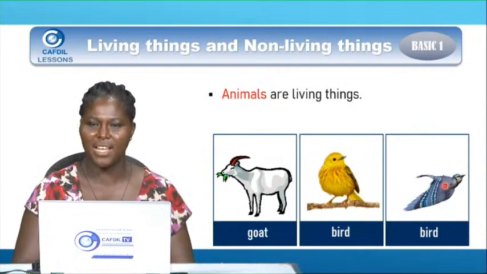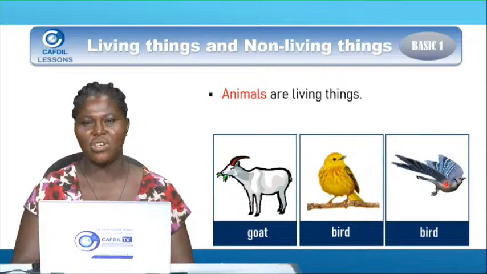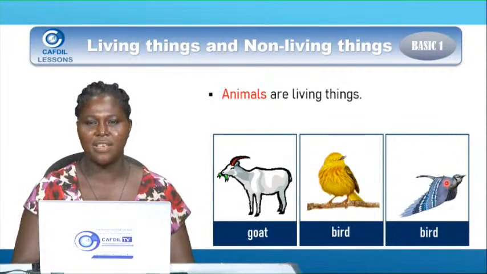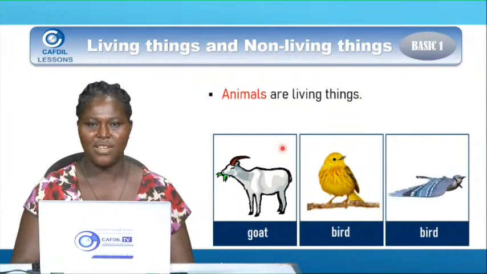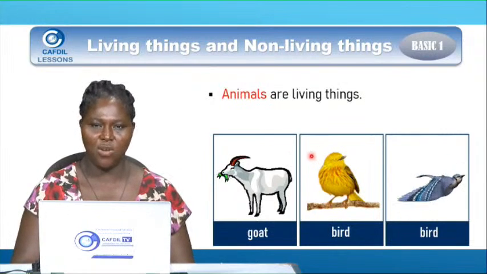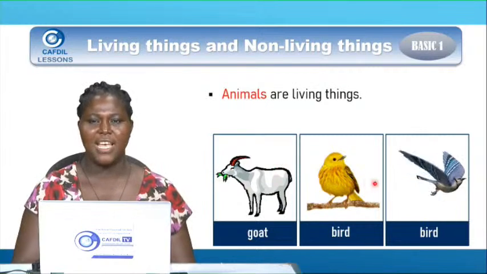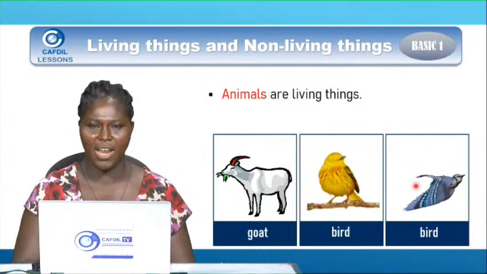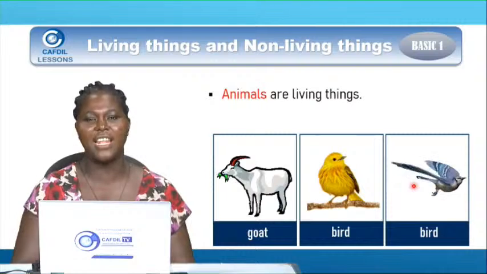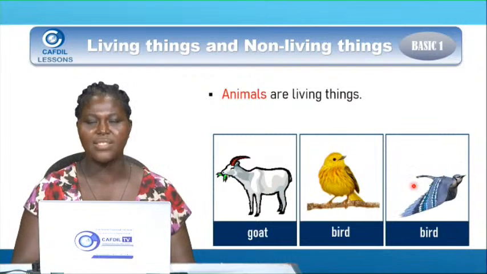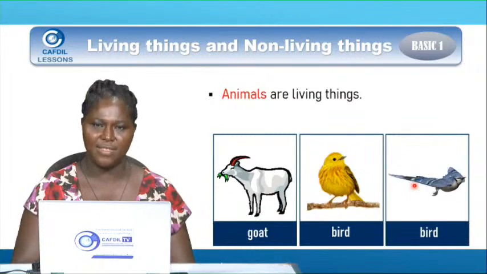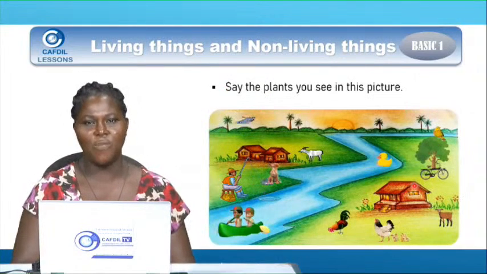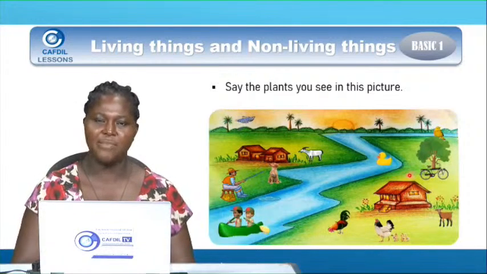It has so many colors. You can see ash, you can see white, you can see black, blue, and others. So these are animals. Goats, bird, and another bird. They are all animals. And they are what? Living things. So animals are living things. So we have seen animals.